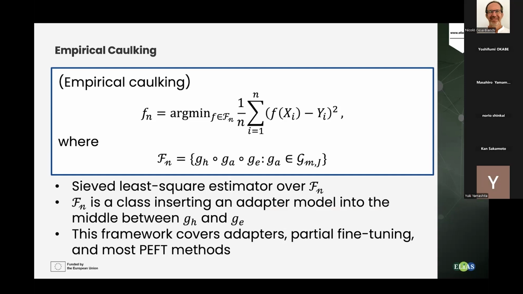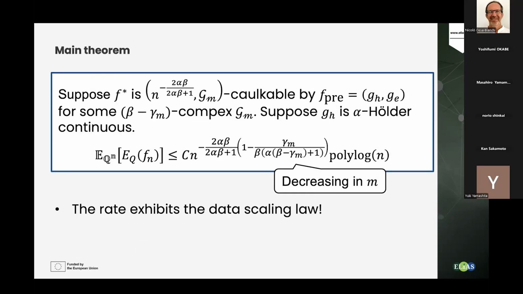So yeah, this framework covers the parameter efficient fine tuning method. This is the main result. Suppose the underlying model is chokeable. That means by inserting an adapter model, the underlying model can be recovered. And we assume the training algorithm has decreasing complexity, and suppose the head model is alpha continuous. Then we get this kind of bound.